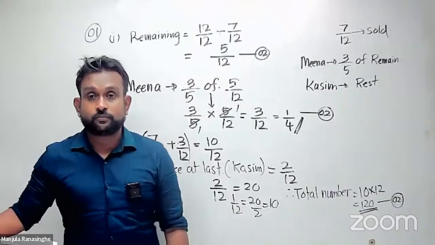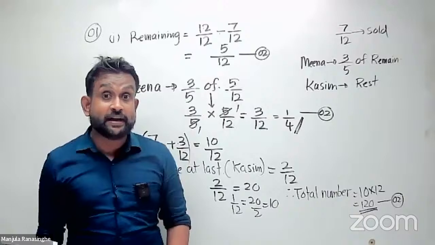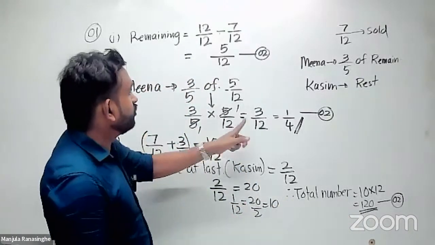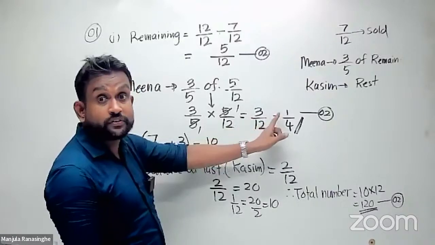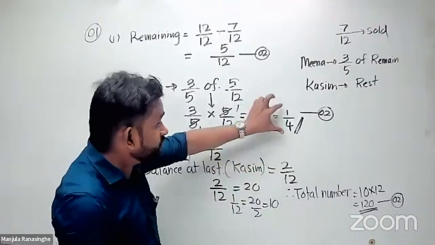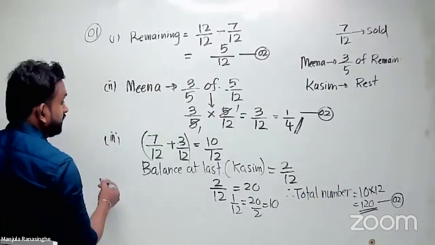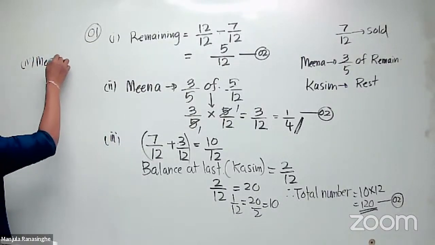Right, part 3. Then part 4, find the number of olives given to Meena. So this is the total. From the total, Meena received how much? 1/4 of that. 1/4 of the total for Meena. Now this is 1/4 of what? The total, 120.